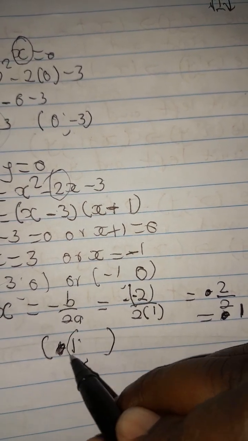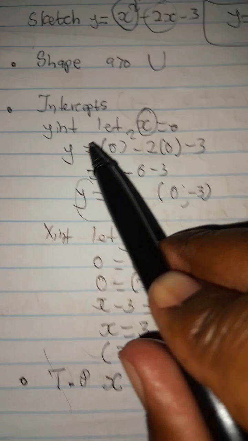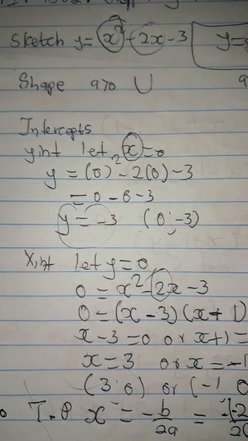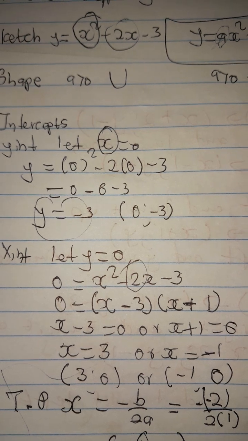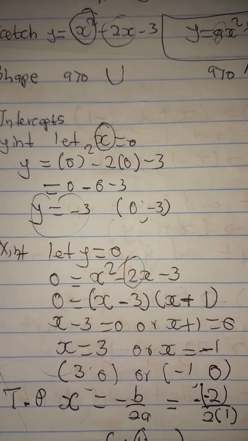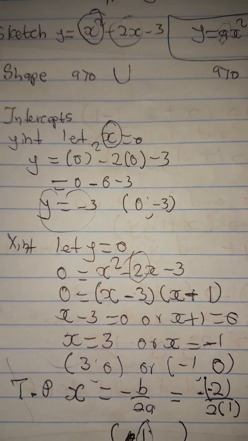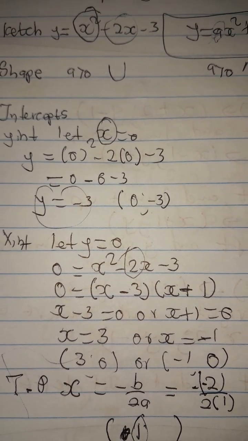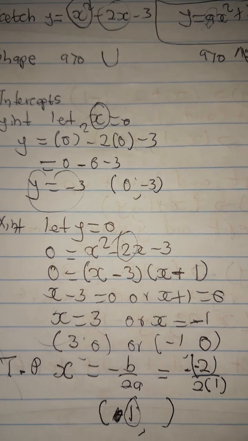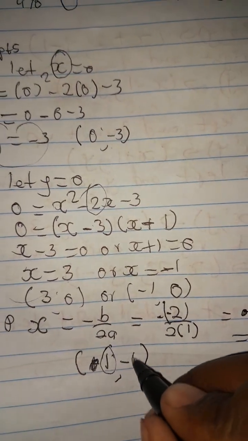So we need to take this positive 1 and substitute it into the original equation. 1 squared is 1 there, then where there is x, we put 1. We are going to have 1 minus 2, that's going to be negative 1, and negative 1 minus 3, that's going to be negative 4. So we're going to have negative 4 here.